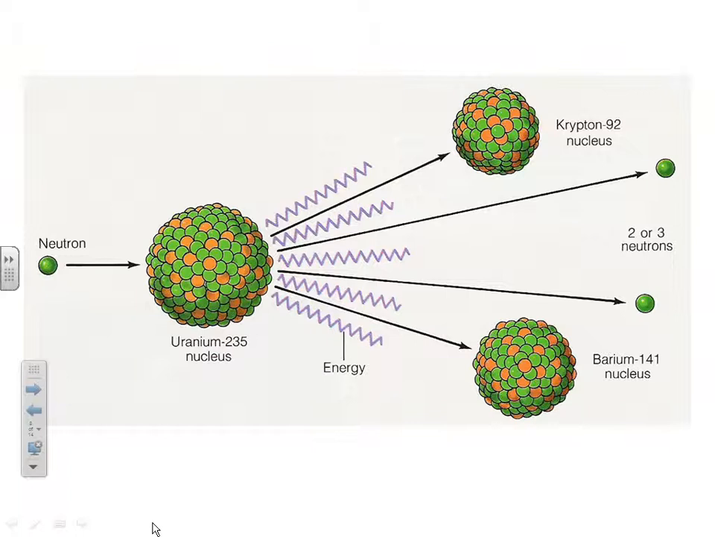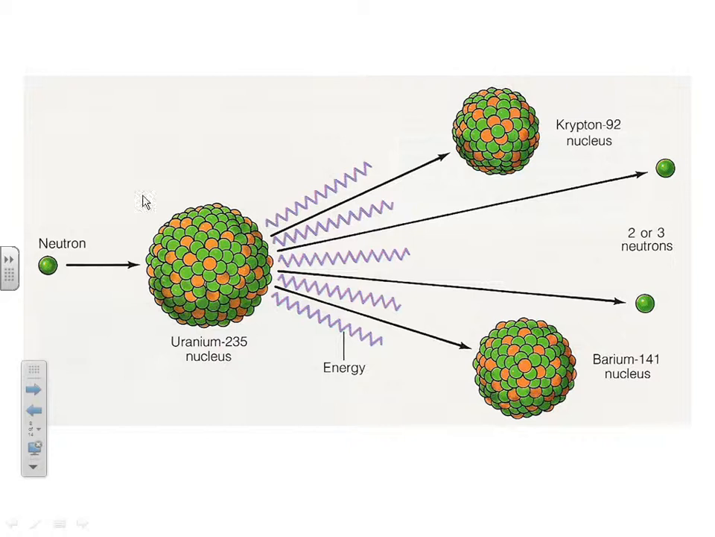So, we just reviewed the gist of fission, right? That we start off with something big, we run a neutron into that nucleus, it splits into two smaller nuclei. Lots of energy and a couple of stray neutrons. Okay, great.